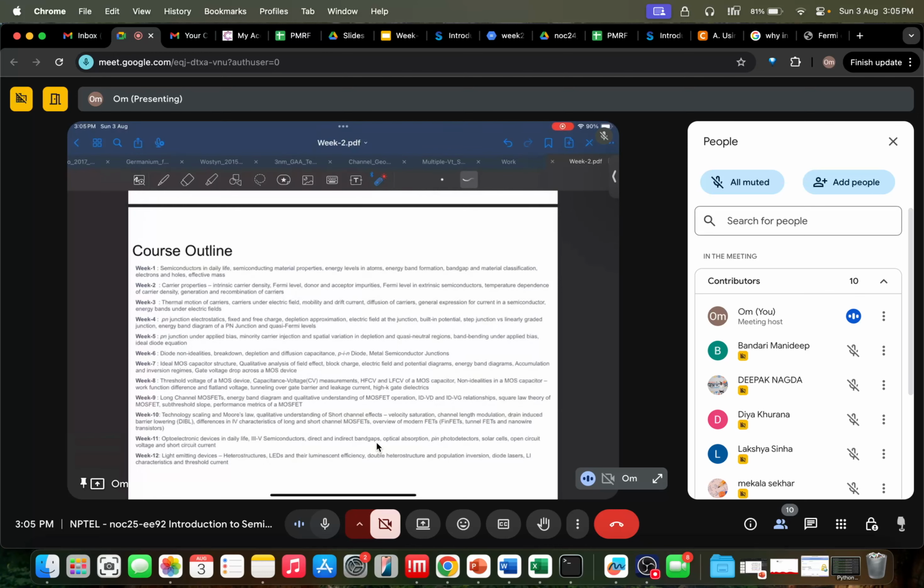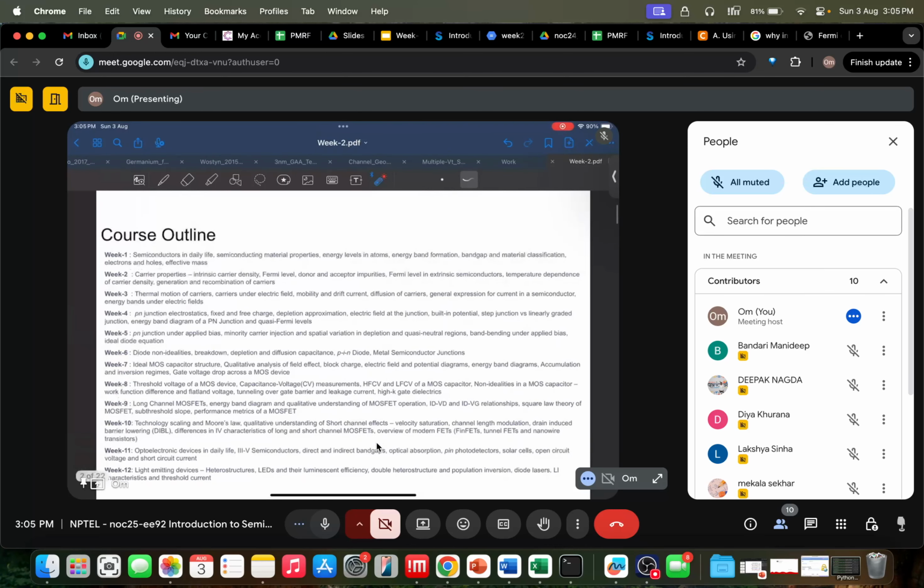So in this week, we will be looking at carrier properties, intrinsic carrier density, Fermi level, donor and acceptor impurities. Mainly we'll look at intrinsic carriers and Fermi level and we'll solve some questions based on it that will help you with your exams. In case you have any doubts anywhere, please feel free to raise your hand or you can unmute and ask the questions or you can type in the chat as well and monitor them.